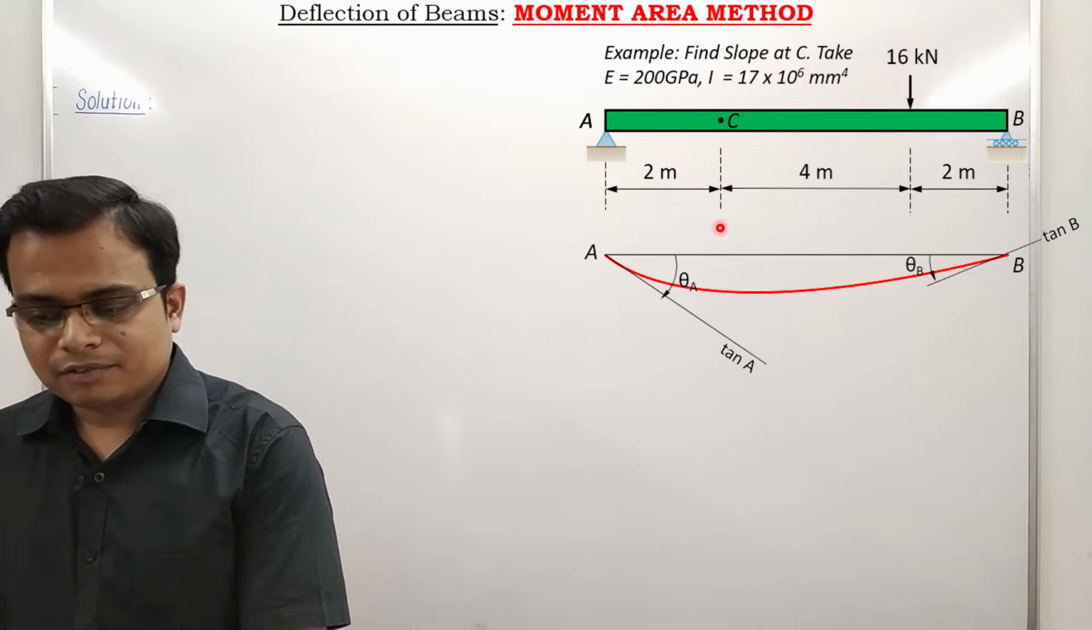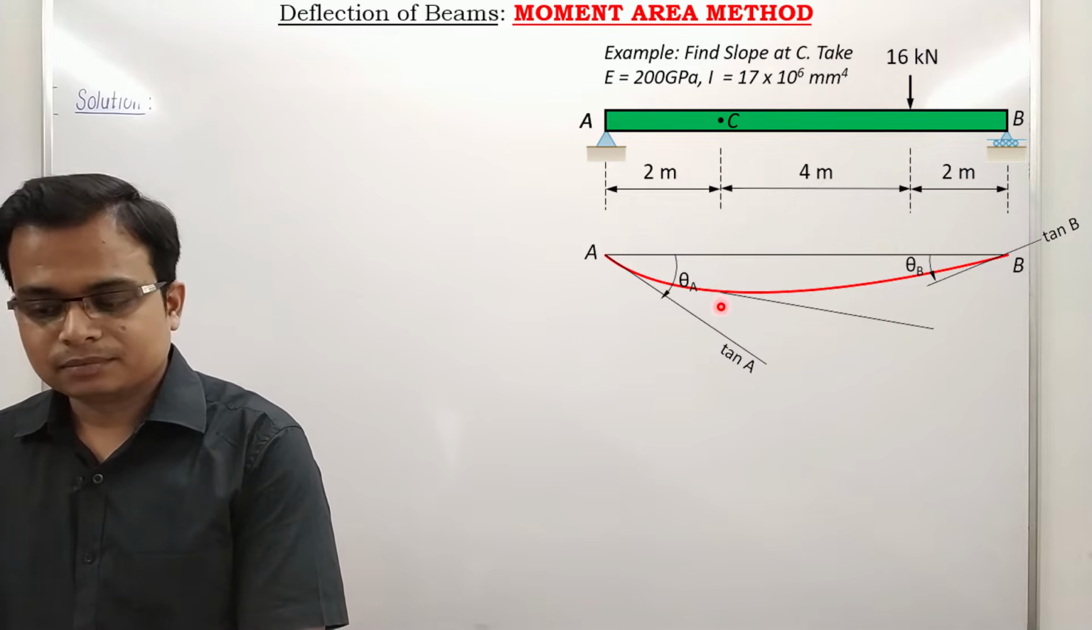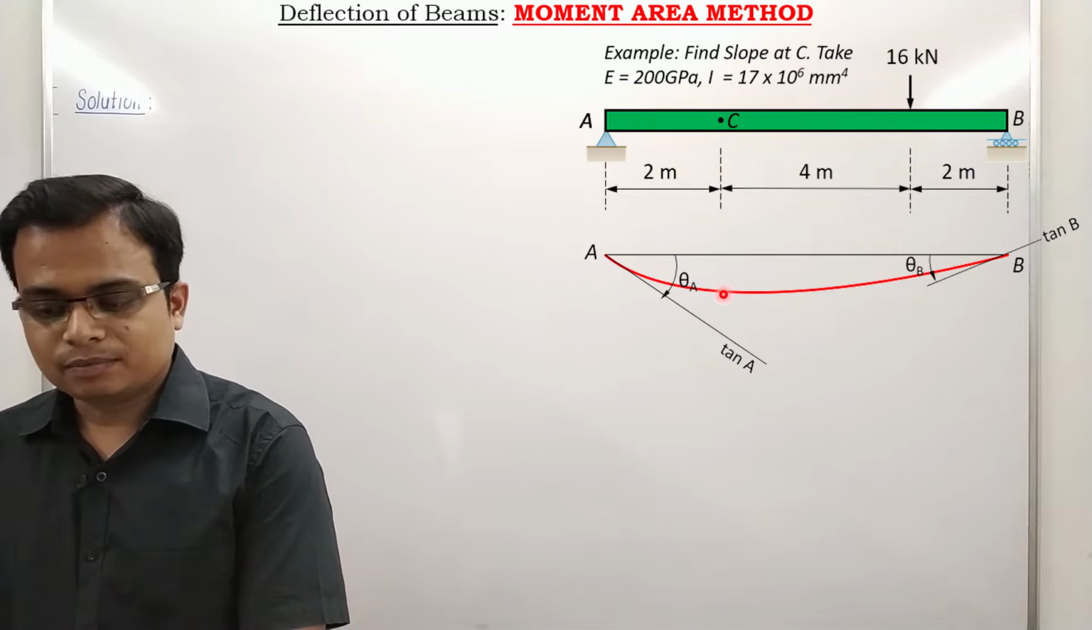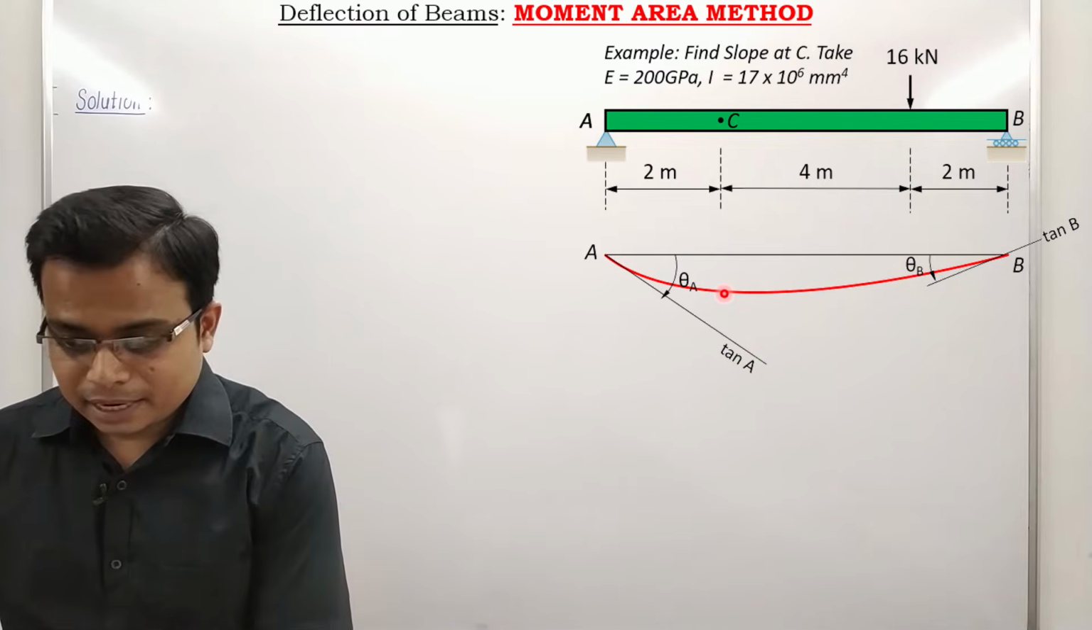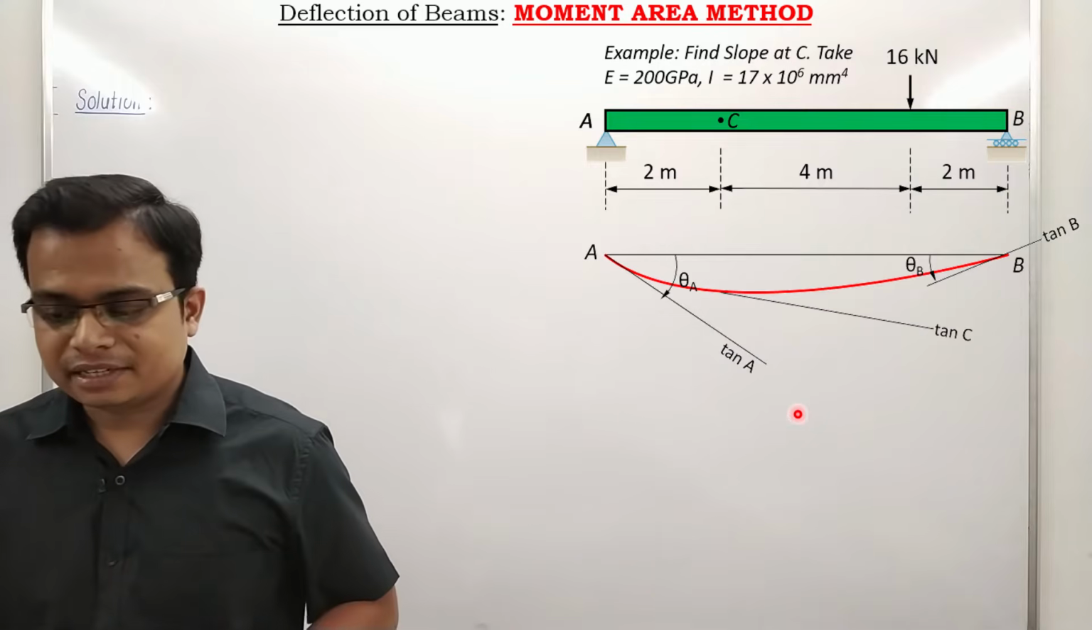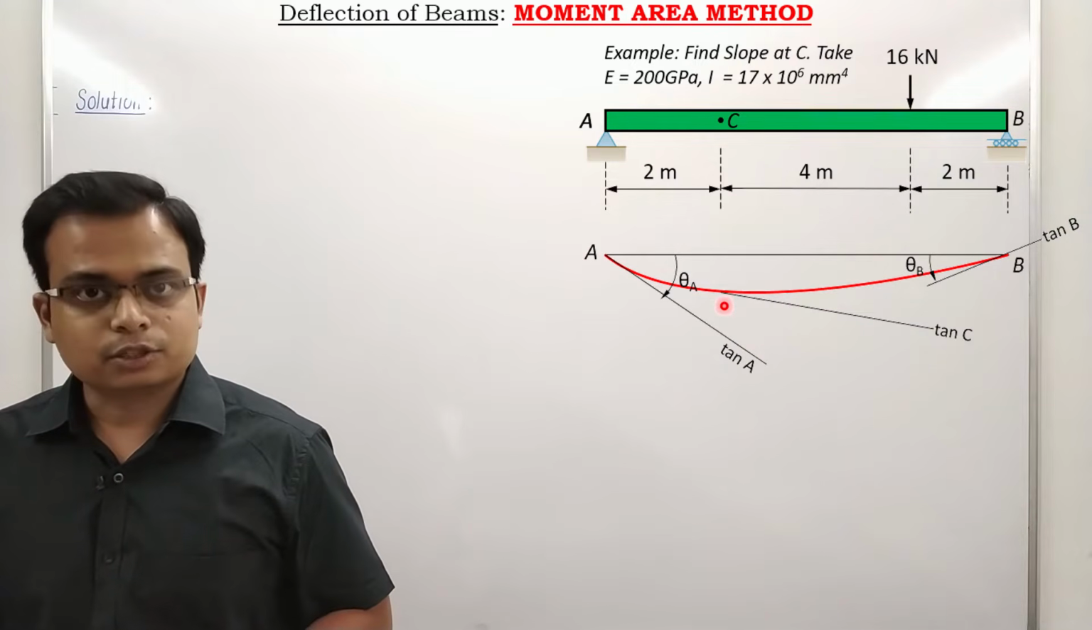Somewhere here, we have point C, right? From point C, we'll make a tangent. Just take a look over there. Let's make a tangent. Bang! That's the tangent at C. This right over here is point C.